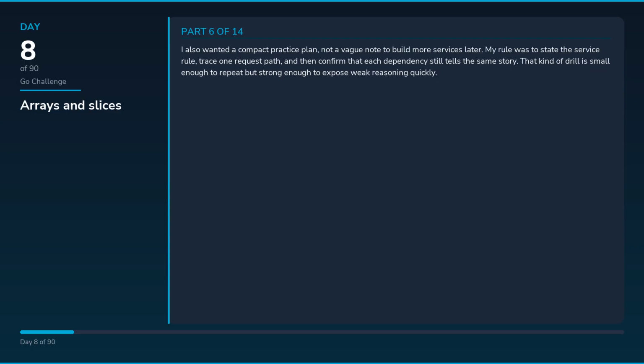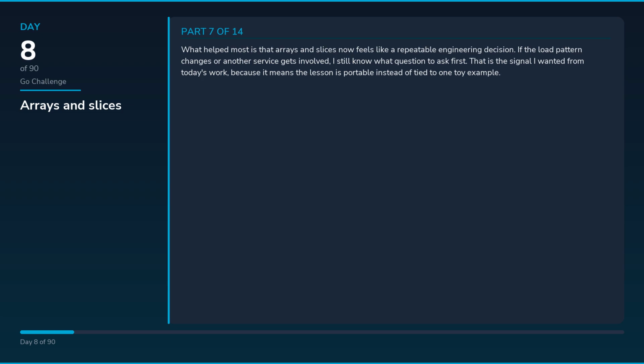I also wanted a compact practice plan, not a vague note to build more services later. My rule was to state the service rule, trace one request path, and then confirm that each dependency still tells the same story. That kind of drill is small enough to repeat but strong enough to expose weak reasoning quickly. What helped most is that arrays and slices now feels like a repeatable engineering decision. If the load pattern changes or another service gets involved, I still know what question to ask first.